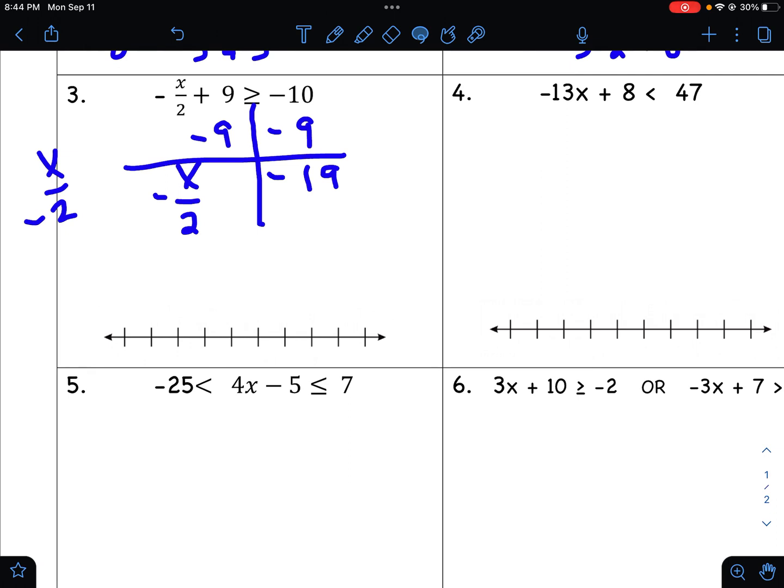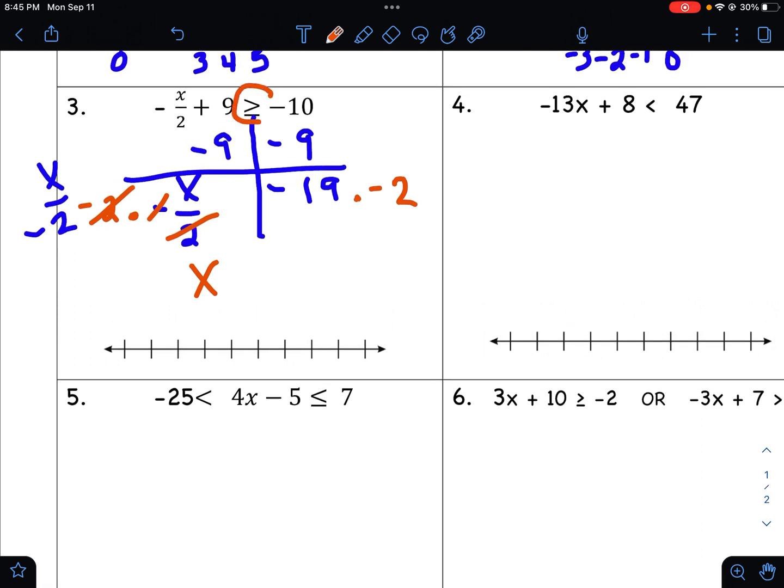With that being said, I'm going to multiply both sides. Let's just show the math a little bit. I'm going to multiply both sides by negative 2. And so this negative 2 cancels out that negative 2, and I'm left with an x. And because I multiplied by a negative, we have to flip the sign. So it's now less than or equal to. And 2 negatives make that a positive 38.